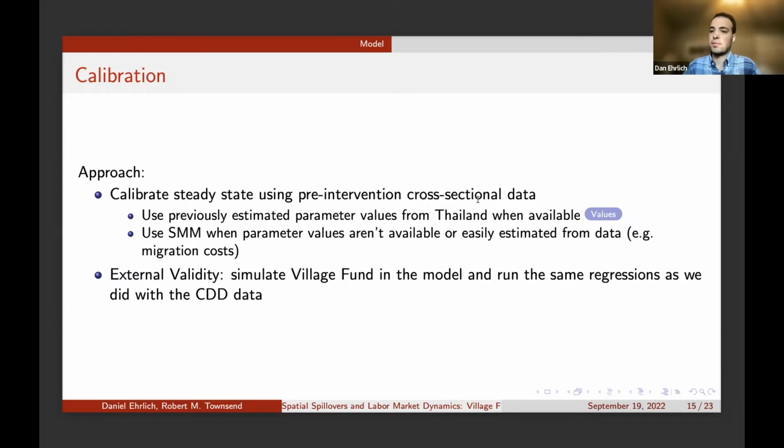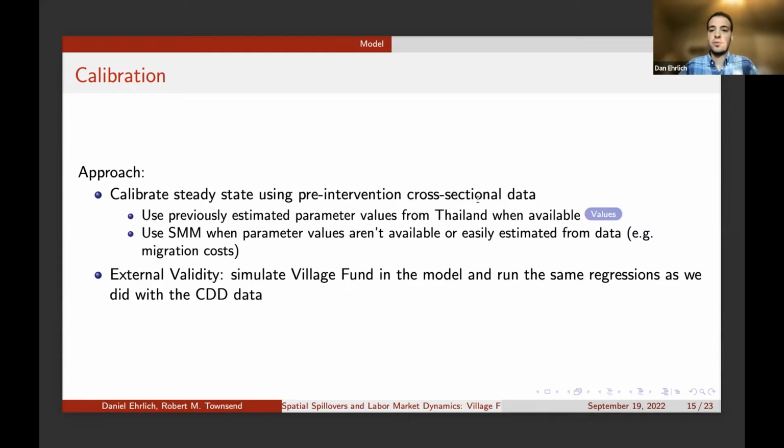Usually the way a migration cost matrix is calibrated is, for example, by running a gravity regression. You either run a log-log regression or a semi-elastic gravity regression to get at the relationship between migration and distance between villages. We can't do that because we don't actually observe migration directly, as I mentioned earlier. We can only observe aggregate populations. So instead we're going to calibrate the migration cost function internally using a simulated method of moments. And again, we're going to calibrate this using pre-intervention cross-sectional data.